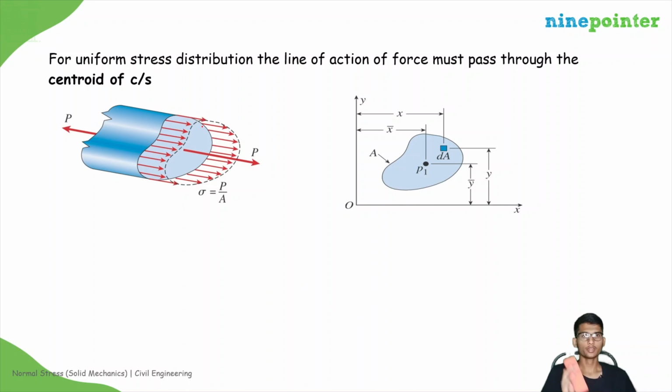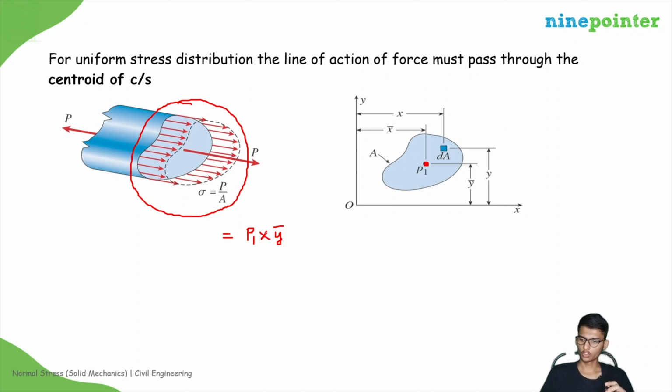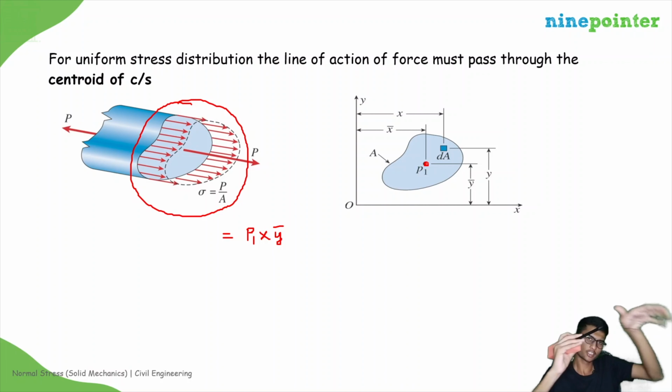What is that condition? You are assuming that at a cross section the distribution of stress is uniform, right? So where should this net load P act in this cross section? At what point should it act? This is the point where the net load P is acting, and over this cross sectional area stress is distributed uniformly. So you can say that P into y dash is the total moment created along the x direction. This is the load P. P is perpendicular to the cross section, and y is this. So what is the direction? It is along x, right?